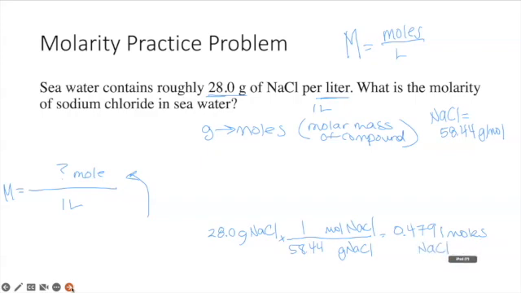So now I have my number of moles, I have my number of liters, and now I'm ready to divide moles by liters. I can fill in this now with this number. Now it's just a matter of dividing. Fortunately our bottom number is just 1, so this comes out to 0.4791 molar.